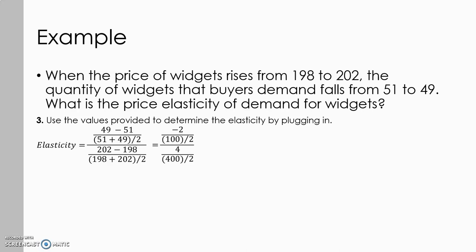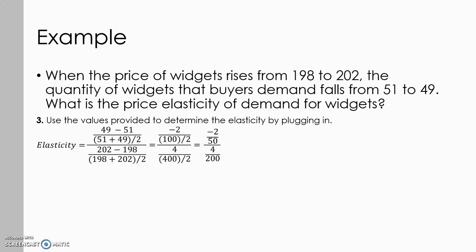So our next step is going to be to simplify that equation into negative 2 over 100 divided by 2, all over 4 over 400 divided by 2. Let's take that 100 divided by 2 and turn it into a 50, and that 400 divided by 2 and turn it into a 200. So now we have negative 2 over 50 divided by 4 over 200.